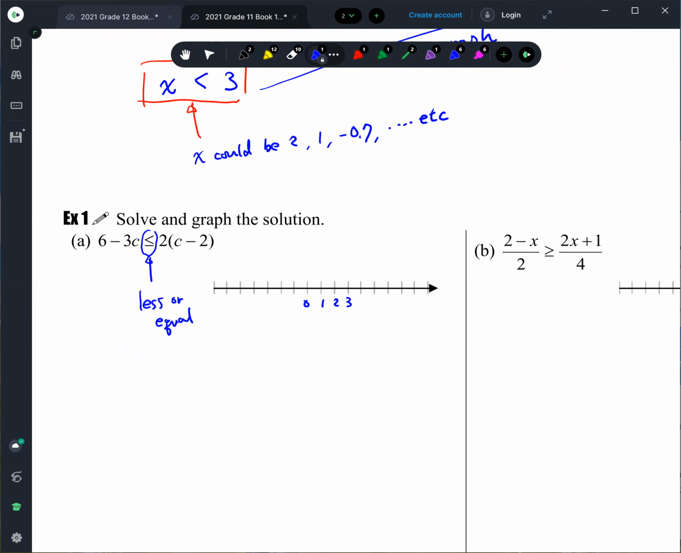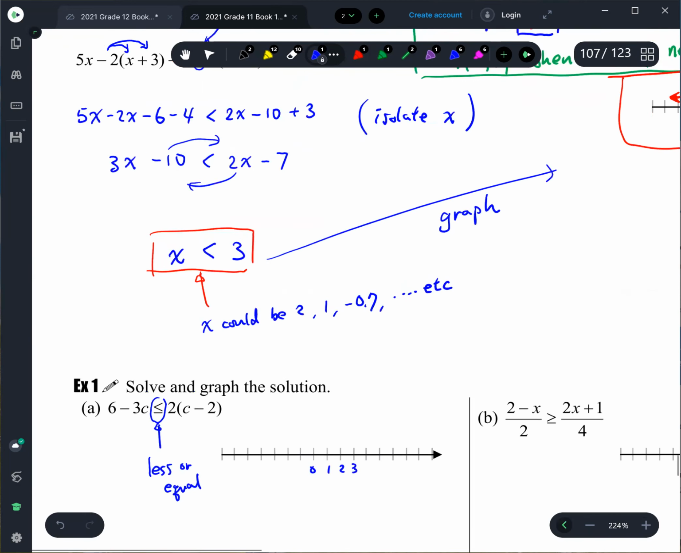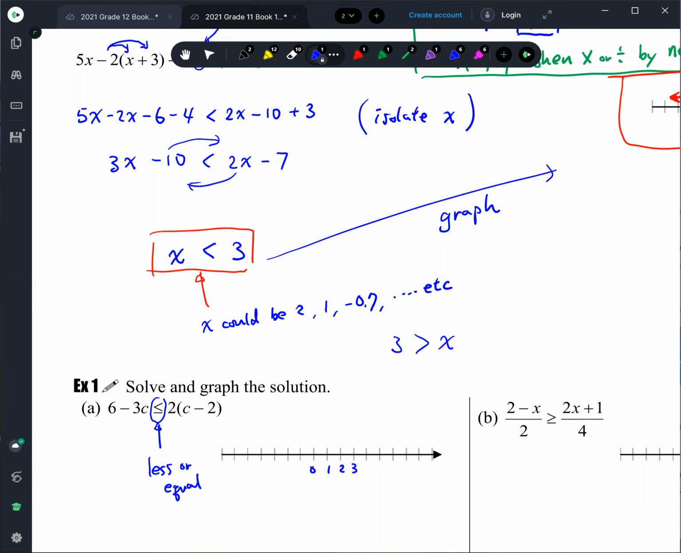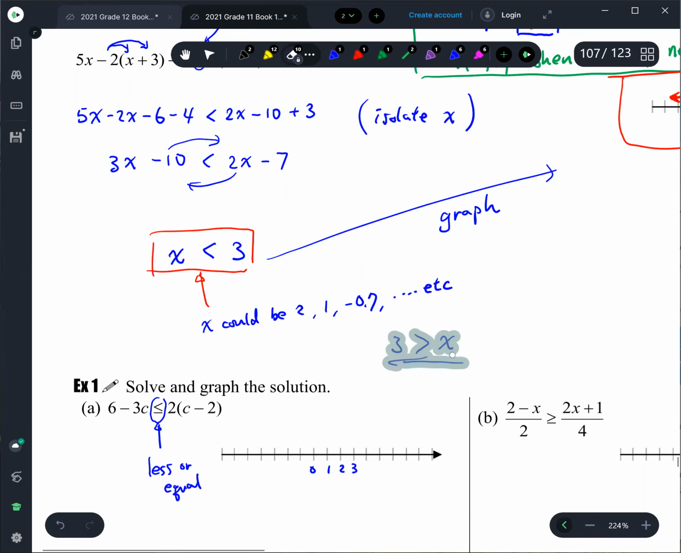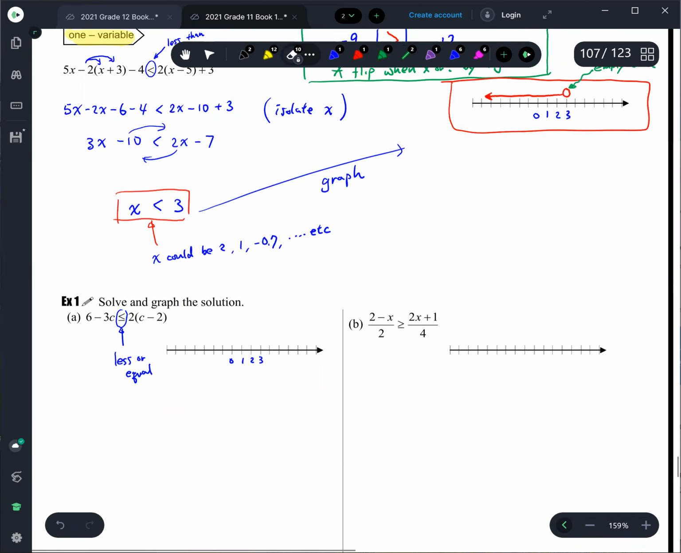So always keep your variable on the left side, because it's more common to read from the left. For example, the last question, if you write your answer like that, it'll be more difficult to read. You have to read from the right side: x less than 3. If you read from the right, 3 bigger than x. So always keep your variable on the left after you isolate.